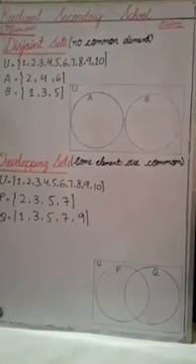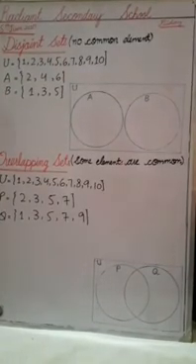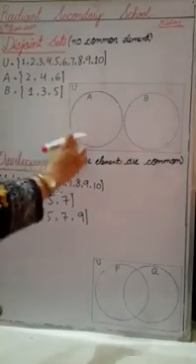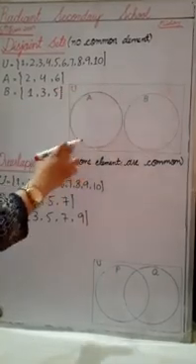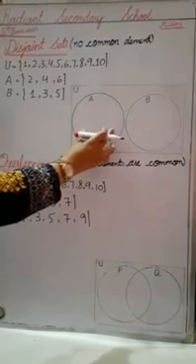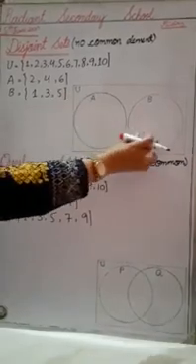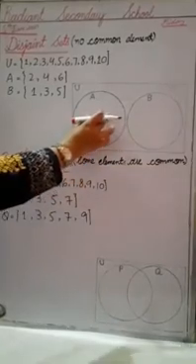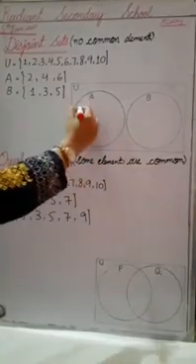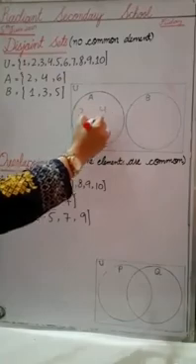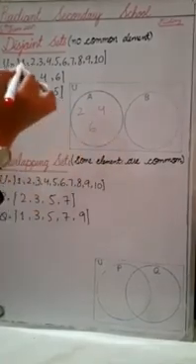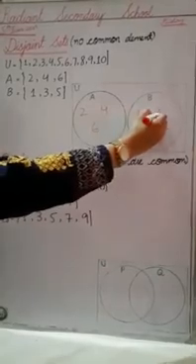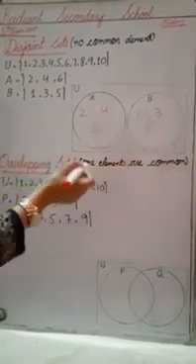Now when we draw the Venn diagram of this disjoint set, what do we have to do? This rectangle is showing the universal set. And this is the subset A and this is B. We'll draw two circles separately. Now write down the elements of A. Elements of A are 2, 4 and 6. And elements of B are 1, 3 and 5.